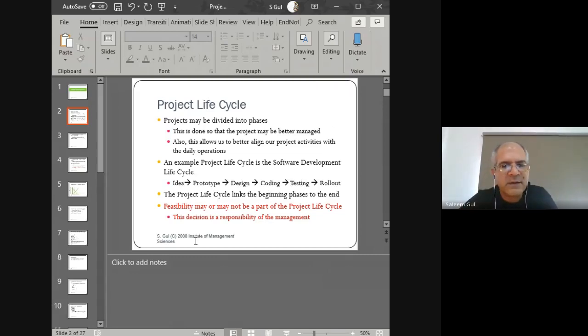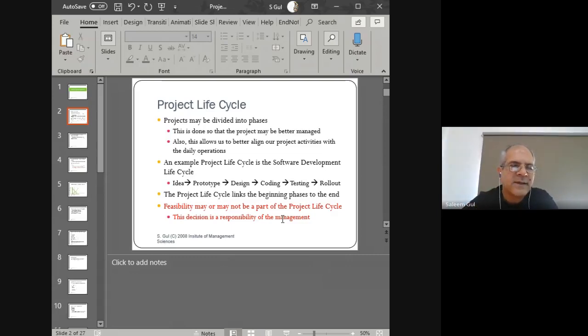Now, the caveat here is that sometimes feasibility studies are conducted, and these feasibility studies may result in the idea being unfeasible and being rejected altogether. So, what if you have a bunch of ideas that came up? You checked their feasibility and you rejected them all. So, are you then going to have the prototype and design and coding and so forth? Definitely not. That would terminate the project, right?